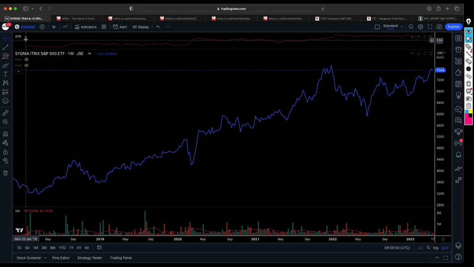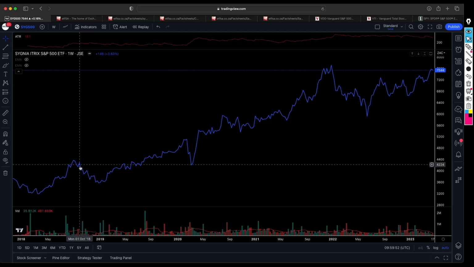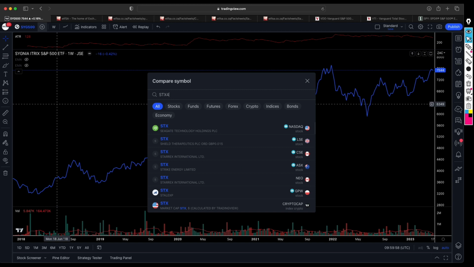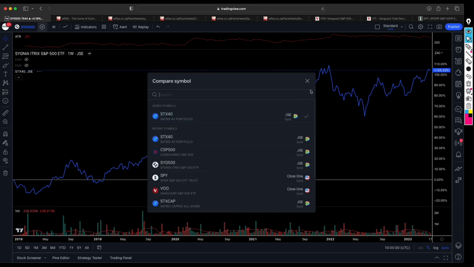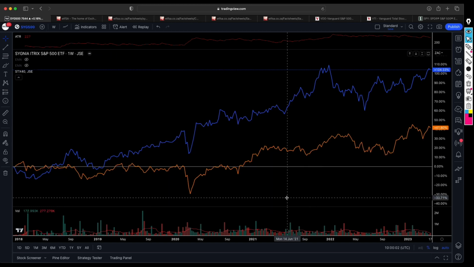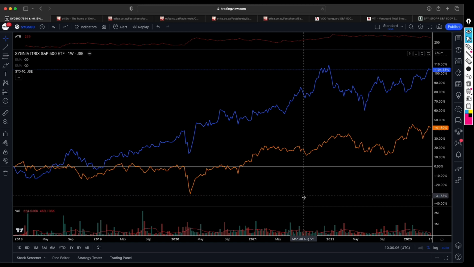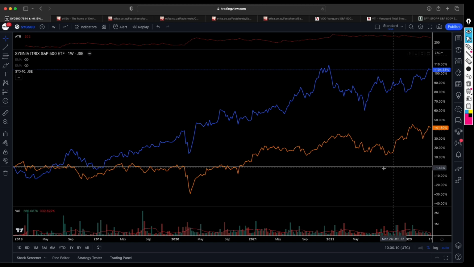So now lastly, what I would like to do is compare the Sygnia S&P 500 to the Satrix Top 40 ETF. Remember, one tracks 40 companies, one tracks 500 companies. Some of these companies are in South Africa, some of these companies are in the US. So we can see, because both of them are priced in rands, that the Satrix Top 40 ETF underperforms the Sygnia S&P 500.